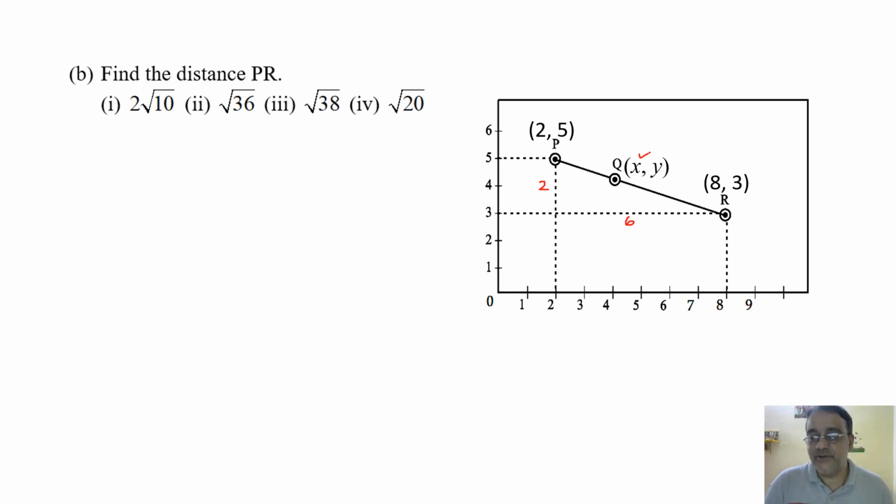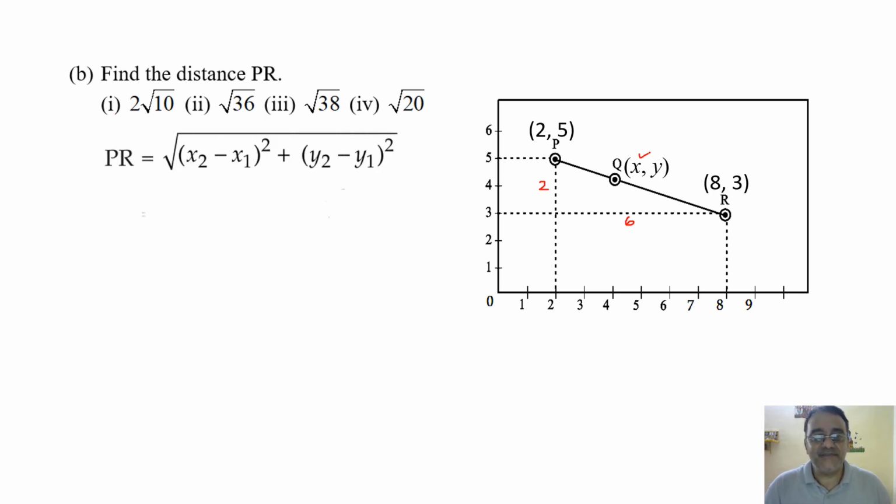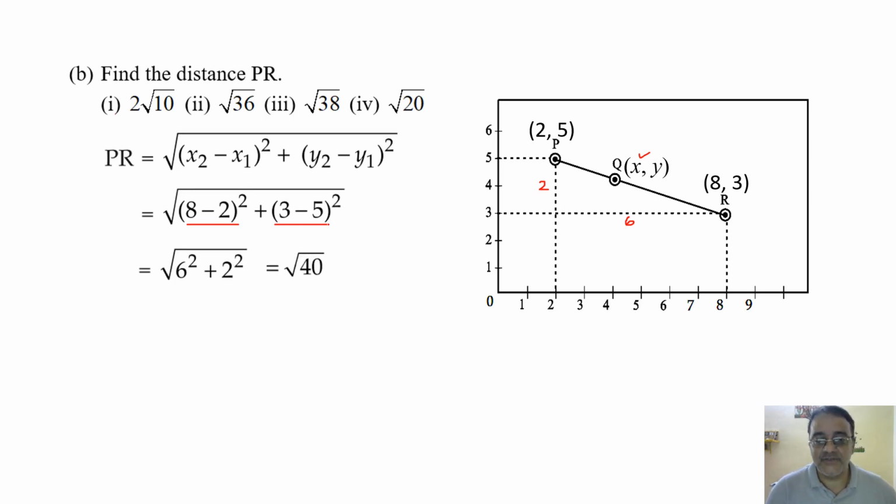Now if we use the distance formula, root of (8 minus 2) whole square plus (3 minus 5) whole square. So this is 36 and this is 4, that is 6 square plus (minus 2) whole square, which equals root 40, and it is 2 root 10. The correct answer is the first one. Now we are moving toward the next question.